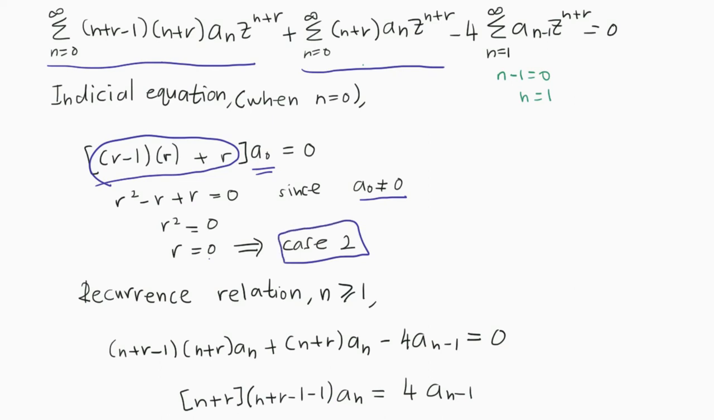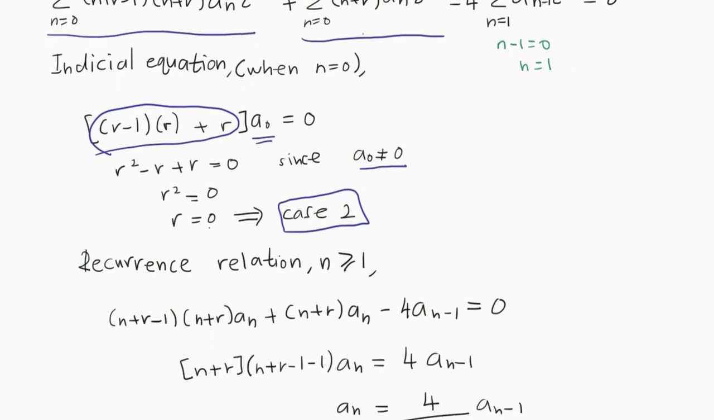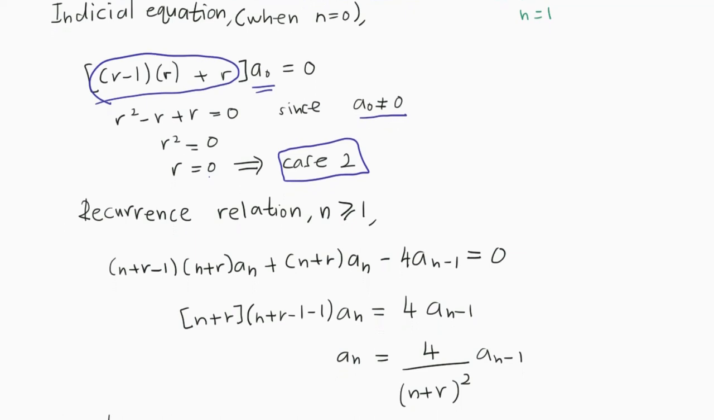case 2. Okay, next, determining the recurrence relation. So, our recurrence relation will start when n is greater than or equal to 1. So, here (n plus r minus 1) times (n plus r) a n plus (n plus r) a n minus 4 a n minus 1 equal to 0. So, remember that the highest coefficient should be on the left. Hence, here we have a n equal to 4 over (n plus r) squared a n minus 1.